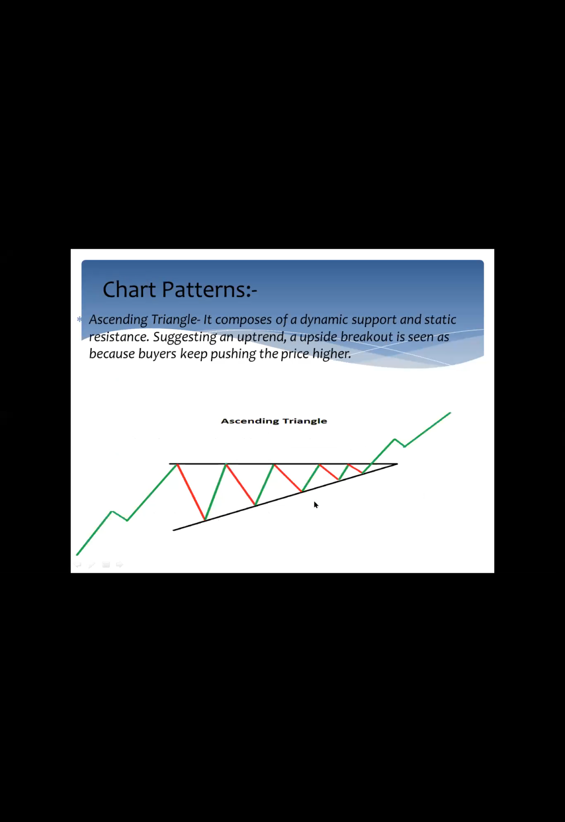Next up, our first pattern for the day, that was ascending triangle. 50, 52, 54, 56, 57, 58, and upside breakout. Okay. A normal cup and handle gives an upside breakout, while an inverted cup and handle gives a downside breakout.